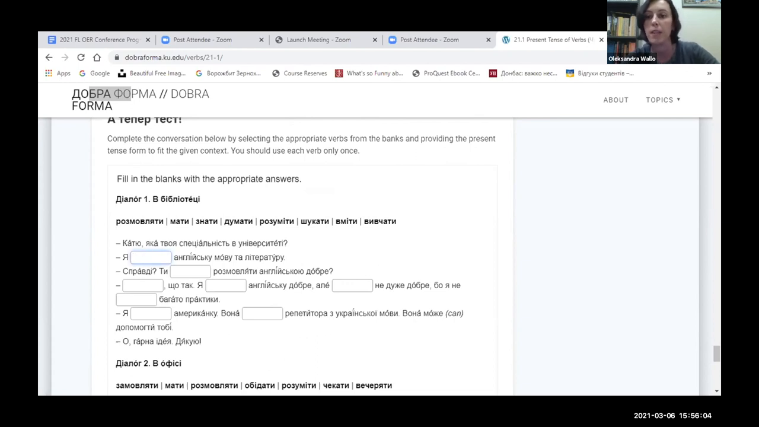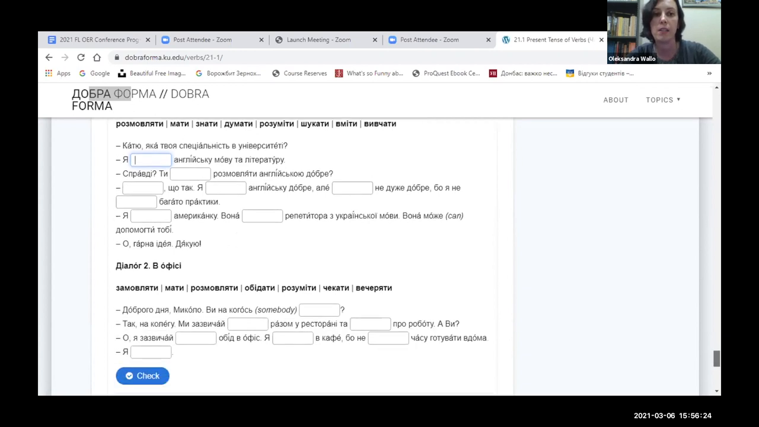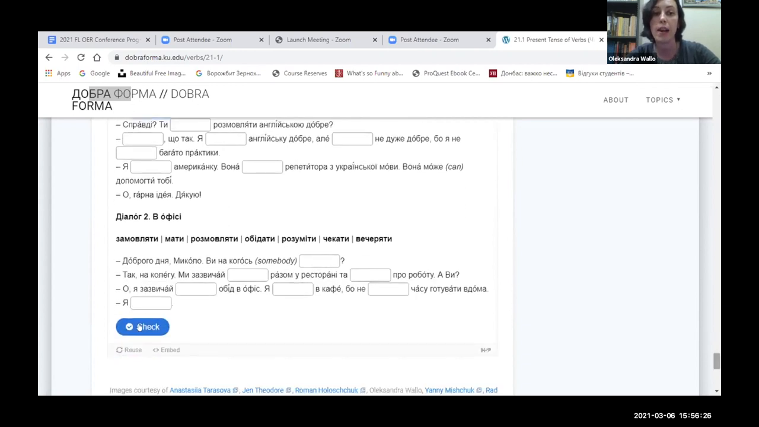In this case, we have a dialogue, we have a verb bank, so students have to choose from these verbs, which are listed in the infinitive. And before they fill in any blank, they have to think both about the meaning of the sentence and the form, of course, of the form of the present tense that they have to use. And again, this is machine graded. So at the end, they click check to see how well they have done.